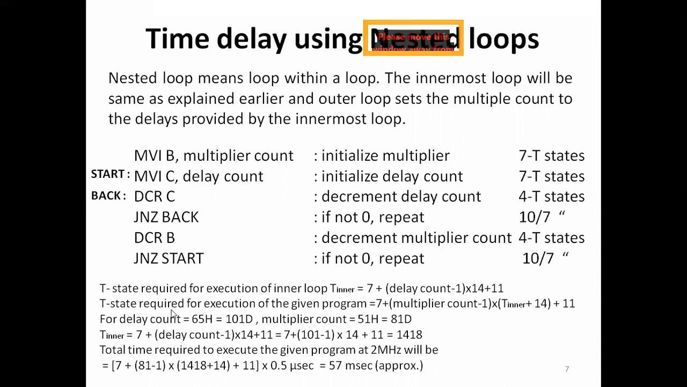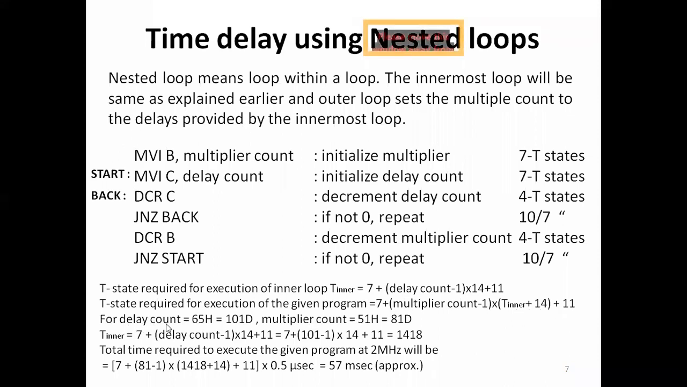Now T states required for the execution of the whole program. How will this whole program work? That can be estimated as: we start with 7 plus (multiplier count minus 1) times, and these three constitute T inner, plus 4 plus 10, that is 14. So T inner plus 14. And the last loop will take 4 plus 7, that is 11. So 7 plus (multiplier count minus 1) into (T inner plus 14) plus 11.